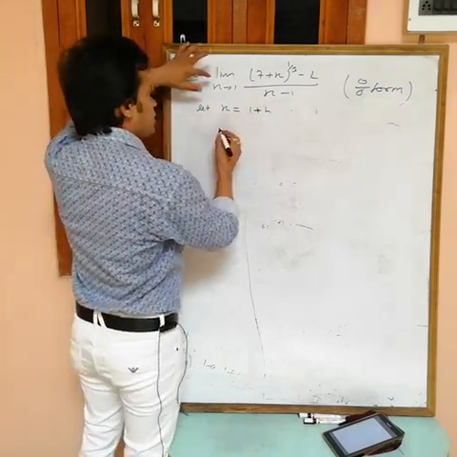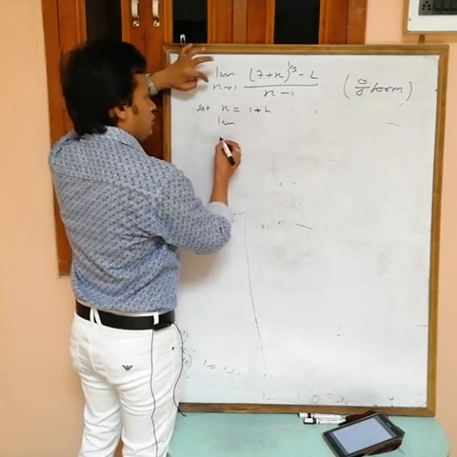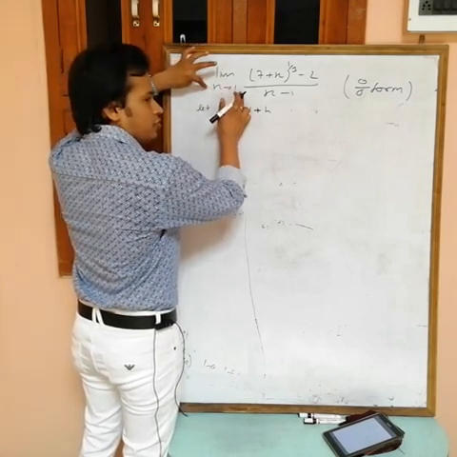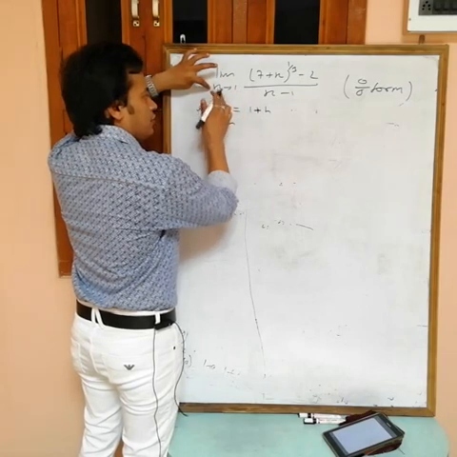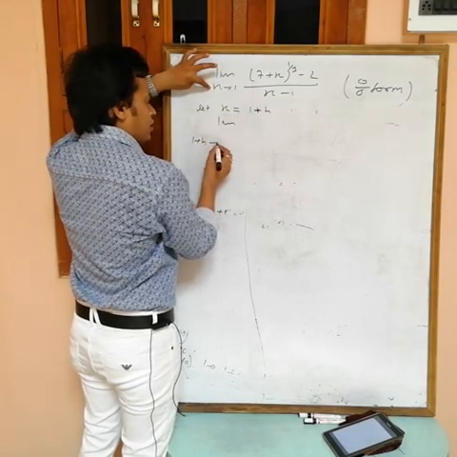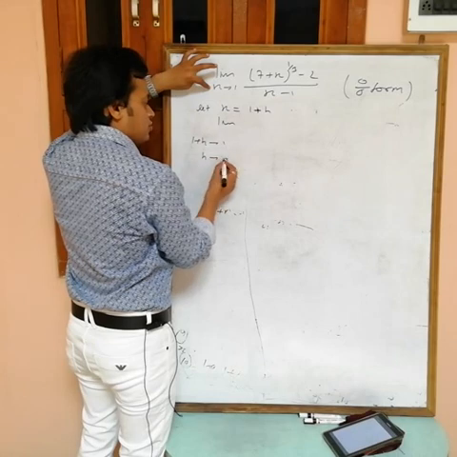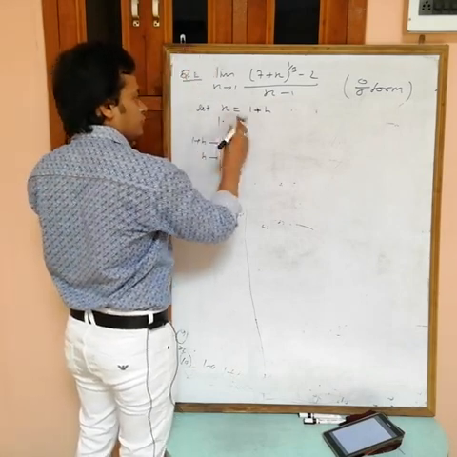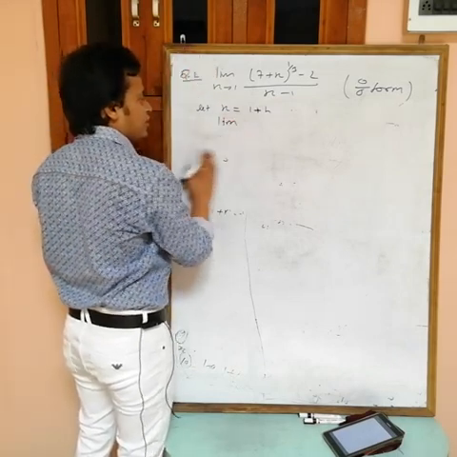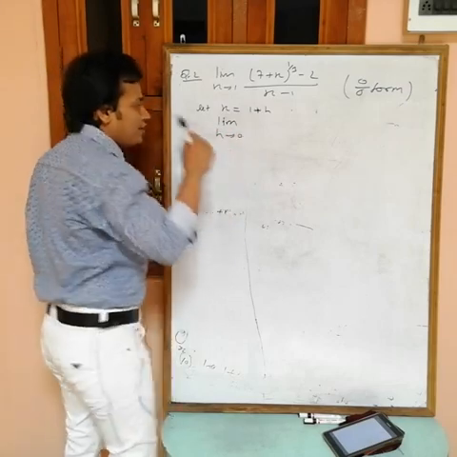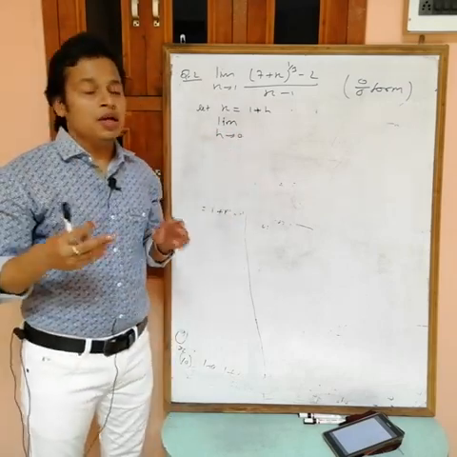Okay, if you replace x as 1 plus h, then x tending to 1 means h tending to 0, and the 1s cancel out. So limit h tending to 0.